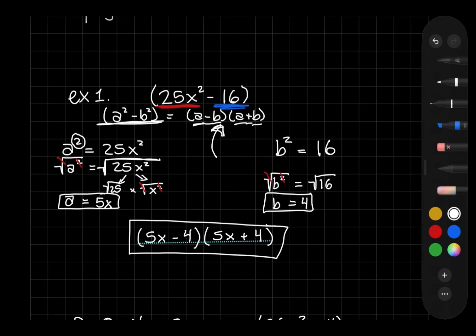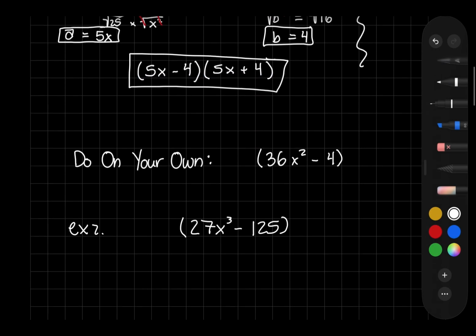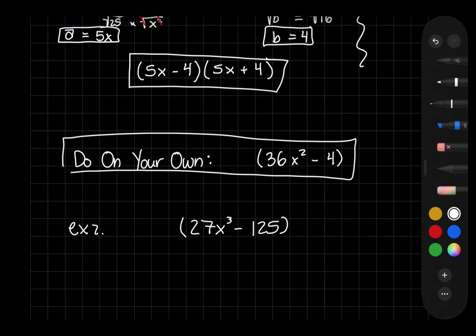And that is it. Hopefully, you'll get to the point where you won't have to go through all these steps and you can just skip it and immediately get your right answer. Now, this is something that I want you to do on your own. We are looking at 36x squared minus 4. It will be posted in the description below to do on your own.